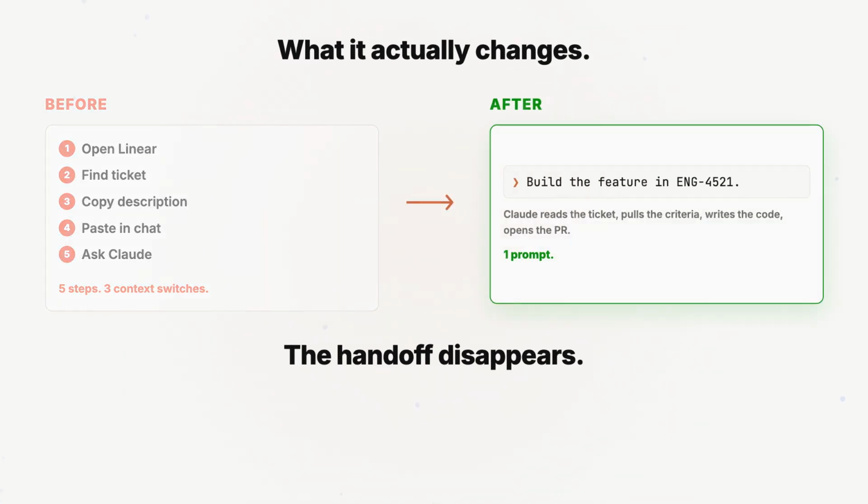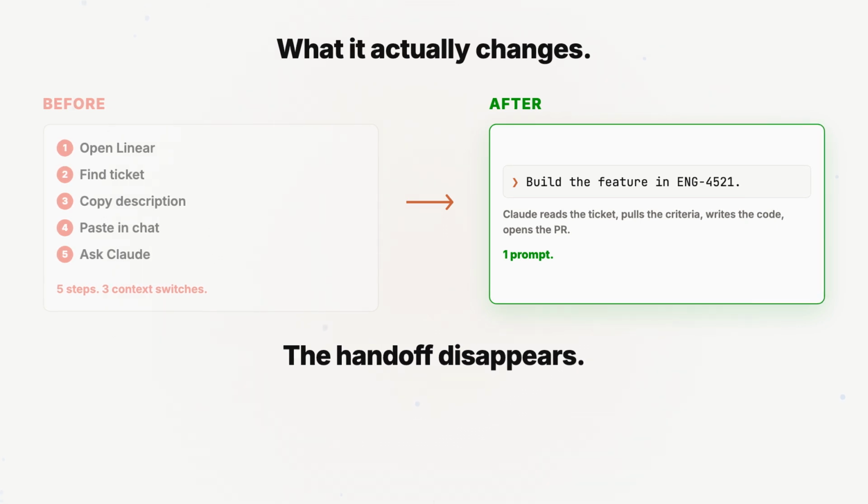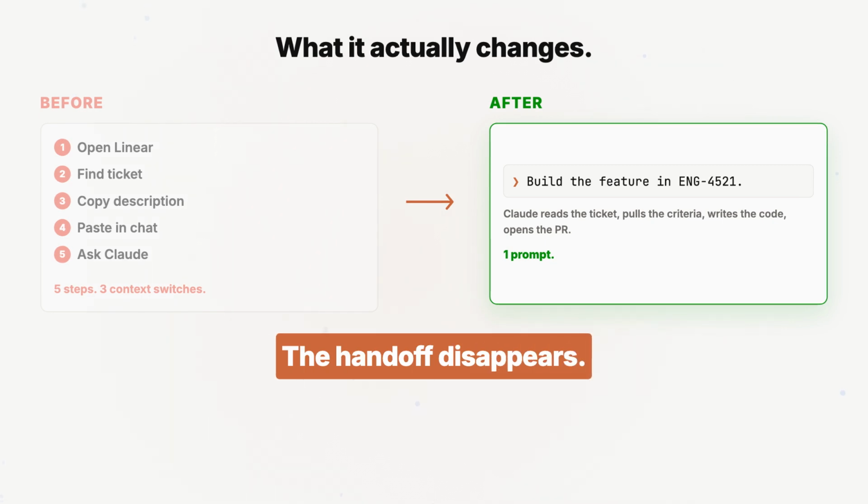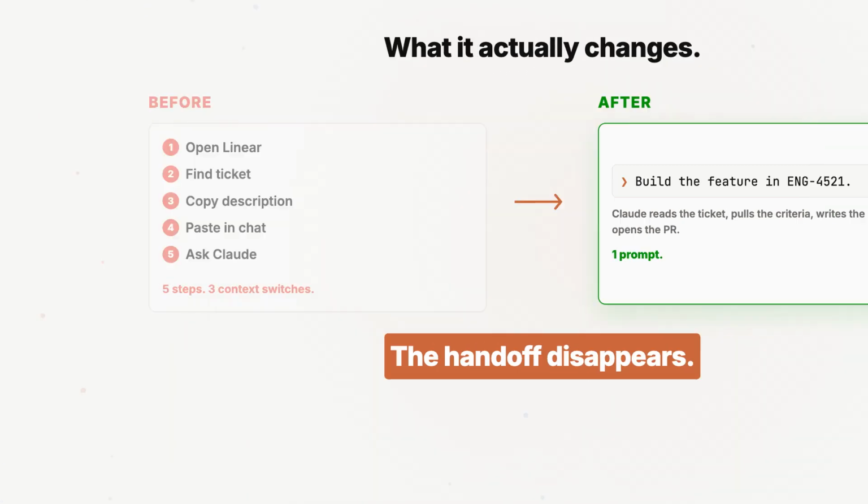After, you run Claude MCP add for Linear once. And from that point on, you just say, hey, build the feature in ENG-4521. Claude reads the ticket itself, pulls the acceptance criteria, writes the code, opens the PR. Same task, one prompt instead of five. The handoff between you and the tool just disappears.